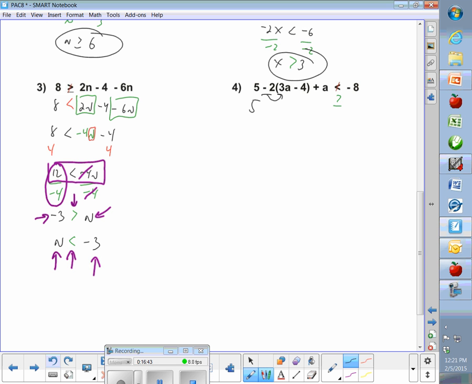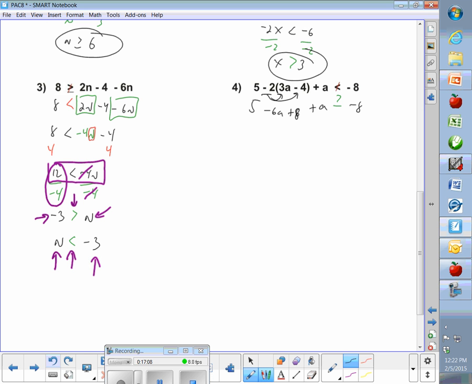Negative 2 times 3a, negative 6a, right? What do you get on the second distribution? Positive 6, good. And then you still have the positive 8, thank you. I drank the Kool-Aid. And then you have the plus a, and then the symbol and the negative 8, agreed?